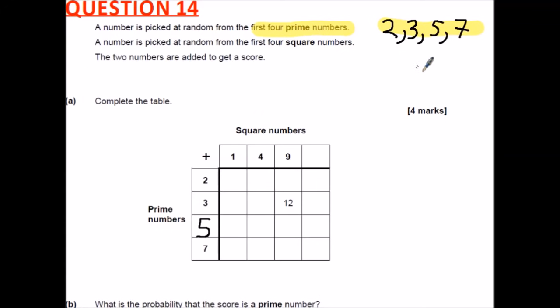And the first 4 square numbers, a square number just means a whole number multiplied by itself. So the first square number is 1 times 1, which is 1, 2 times 2, which is 4, 3 times 3, which is 9, and this one here will be 4 times 4, which is 16. And so we've got the square numbers here, and down here we've got prime numbers.